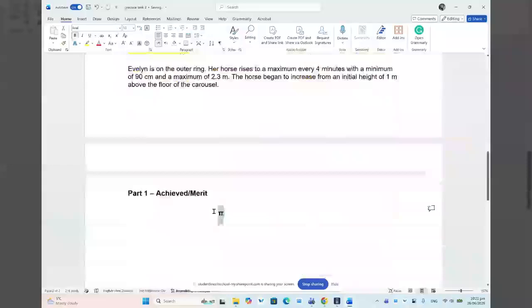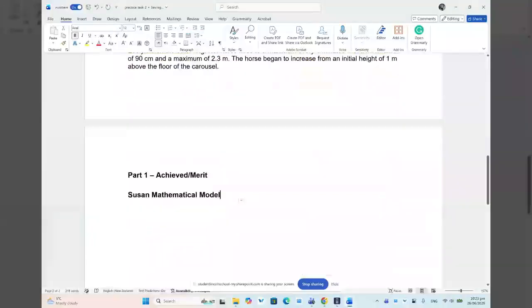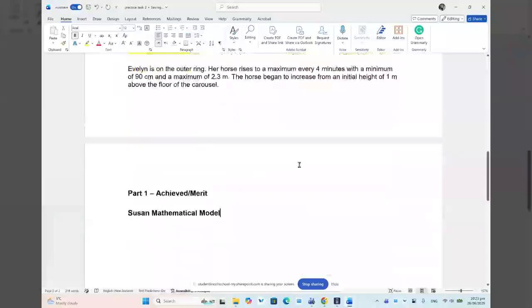Don't know why I've got a pi symbol there. Susan, mathematical model. And I'm going to type out everything, just to take a break from handwriting notes.